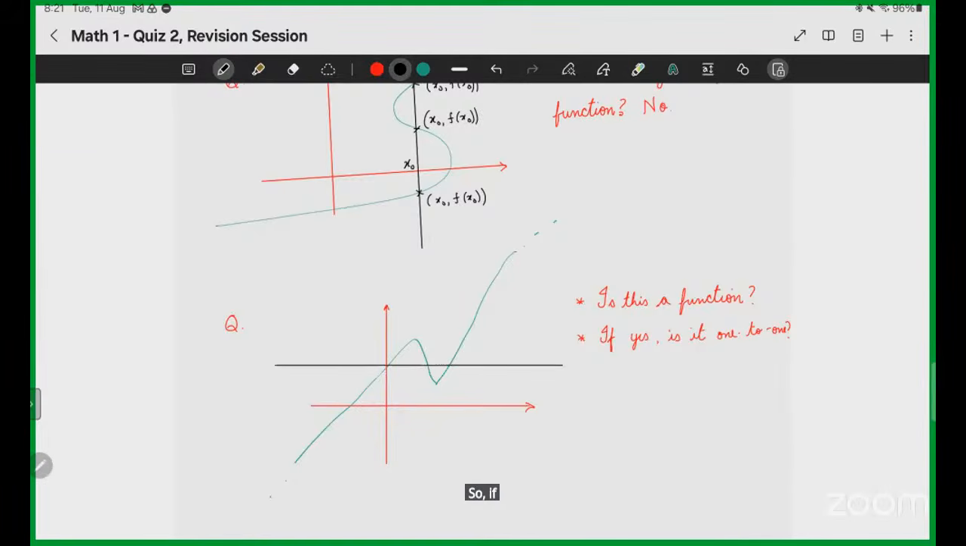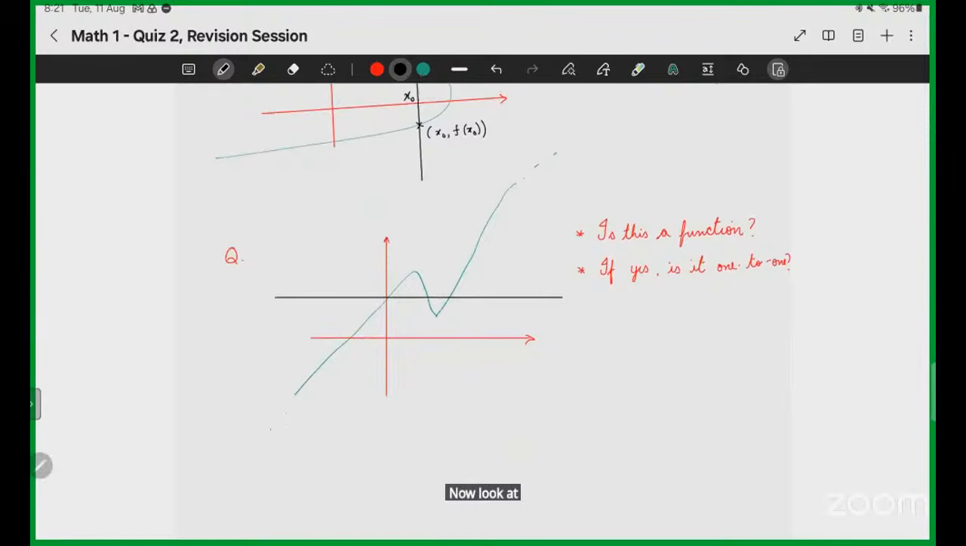So if I draw this horizontal line, now look at what would be the coordinates of these points. Suppose this is x1, f of x1. So that is this point. And then this point is x2, f of x2. Since this is the graph of the function, every point will be of that form.